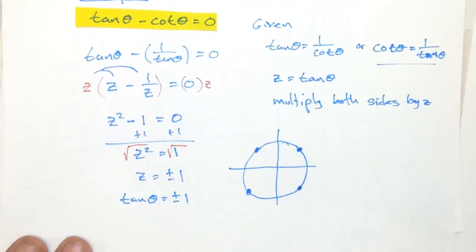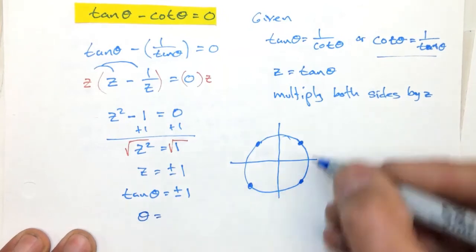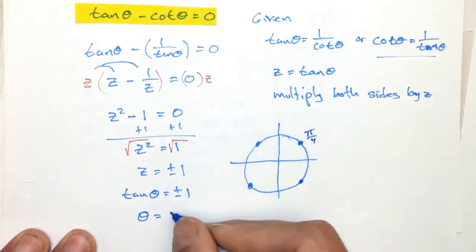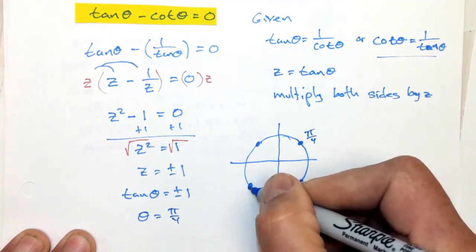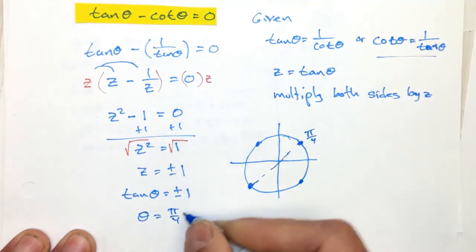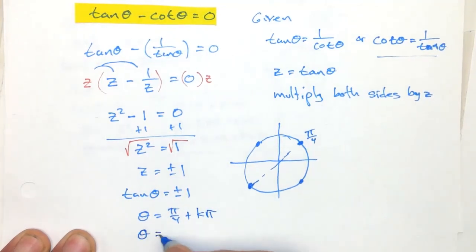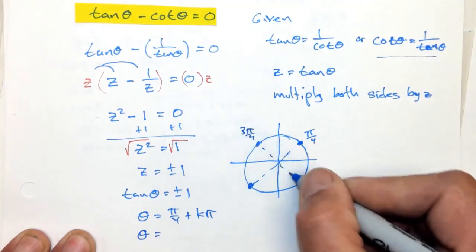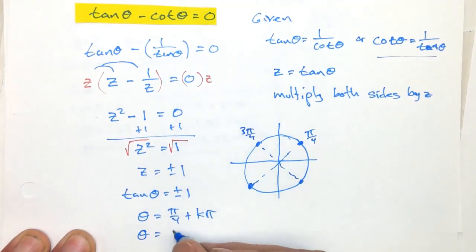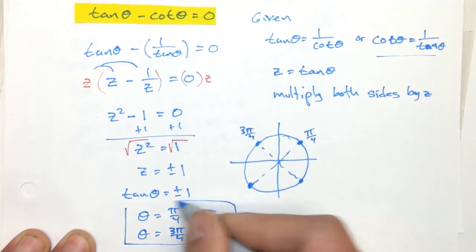So our general solutions would look like this. Theta equals pi over 4, and since this one is just pi away, it's half a circle away, it's plus k pi. And the other one, theta equals 3 pi over 4, and the other one is across from that, so I could say 3 pi over 4 plus k pi. I think this is the way they're given in the book.